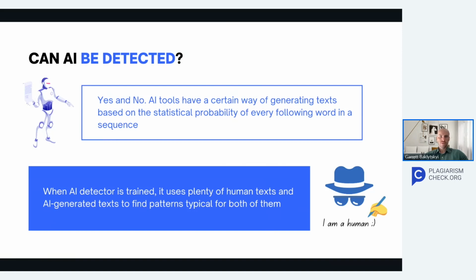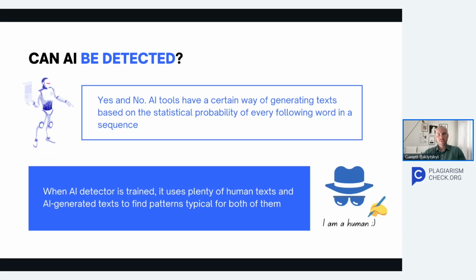Yes and no. AI generators, when they generate a response, use statistical probability for every word they generate in this sequence that becomes a response to your prompt. When AI detectors are trained, they use plenty of AI generated text and plenty of human written text. And their job at this point is to understand what is typical for AI generated text and what is typical for human written text. We usually take the same approach of statistical probability. So in a nutshell, an AI detector tries to understand what statistical probability is used for AI text and what statistical probability is used for human written text.